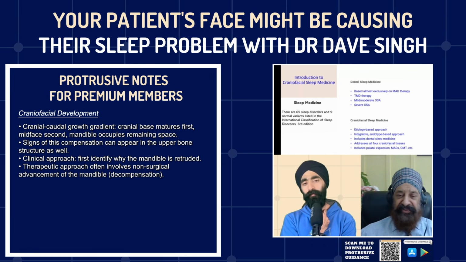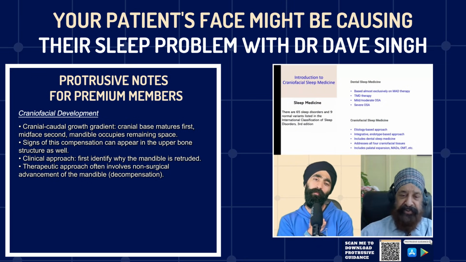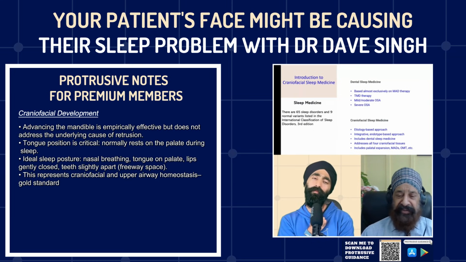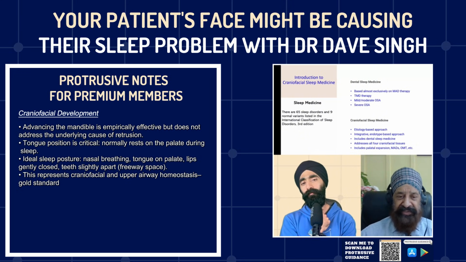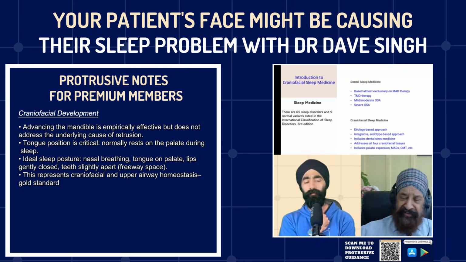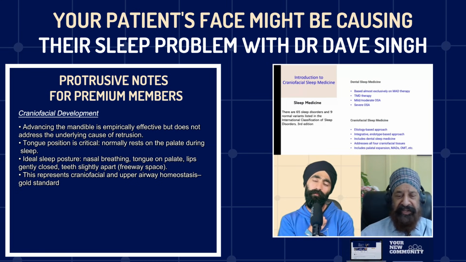So when I see a patient with a retruded mandible, the first question I ask is, why is that mandible retruded? Number two is the therapeutic approach: well, I'll just bring the mandible forwards. So what you had is developmental compensation, the mandible's back, and then what you do is non-surgical decompensation. You just push the mandible forwards. Empirically, that's a fine principle to follow, but it hasn't addressed the underlying cause: why was that mandible retruded in the first place? And why is the tongue falling back while I sleep?